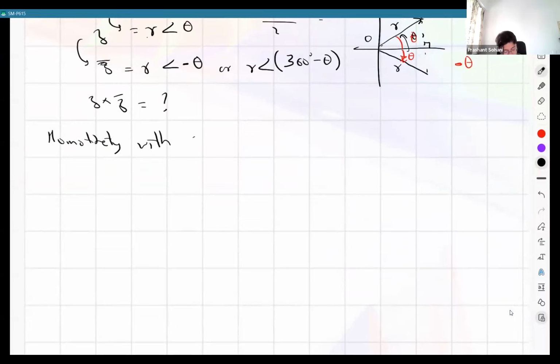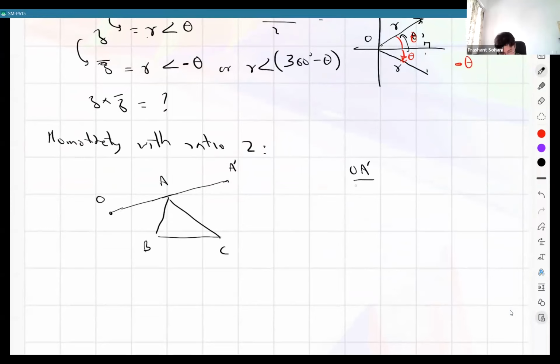So let us say I start with a simple example, homothety with ratio 2. If homothety of ratio 2 is applied to a triangle, O is my center of homothety, ABC is my original triangle. I can take every vertex and just double it. I'll extend OA to OA dash such that A will be the midpoint of OA dash, because the ratio is 2 is to 1. So OA dash upon OA will be 2. And the same will be applicable for all the other points.